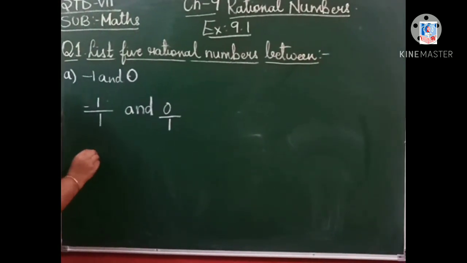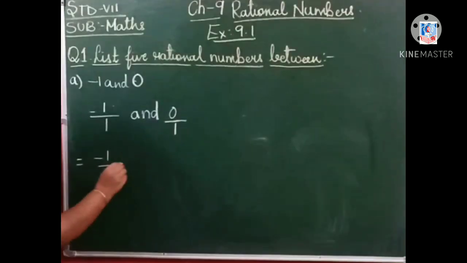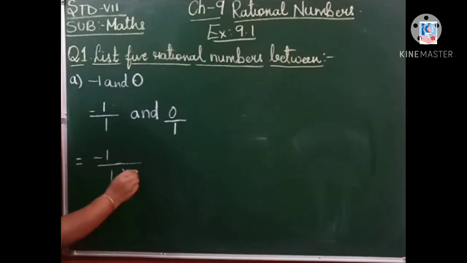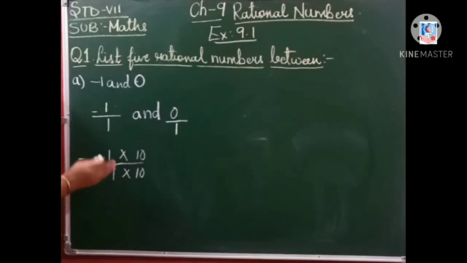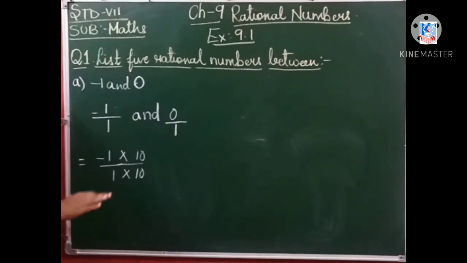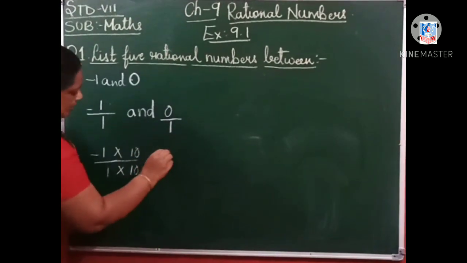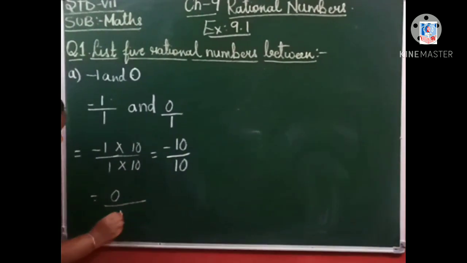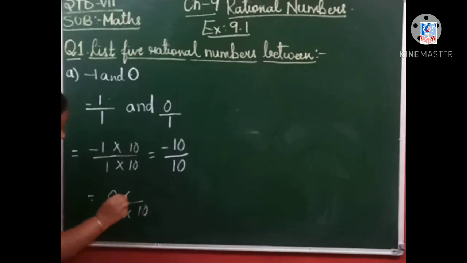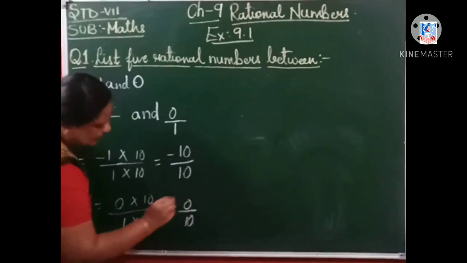So, -1 by 1 into, let us take 10. You can take any other number also: 9, 8, 12, 15, whatever you want. So, this is -1 into 10, -10 by 10. And 0 by 1 into 10 is equal to 0 by 10.